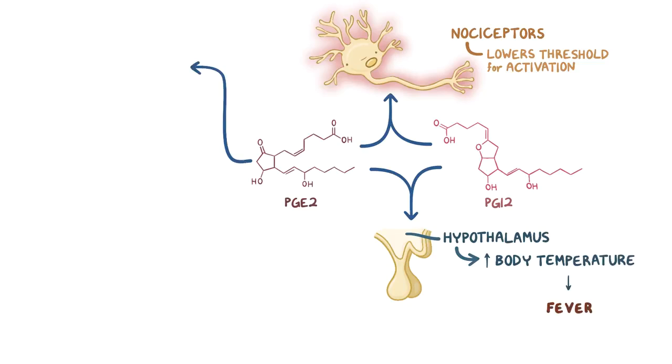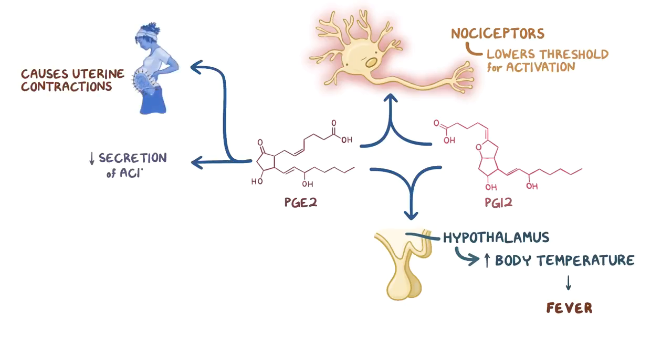Prostaglandin E2 also has other effects like causing uterine contractions, decreasing the secretion of acid, and increasing the production of protective mucus in the stomach.